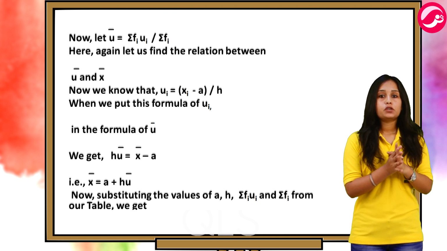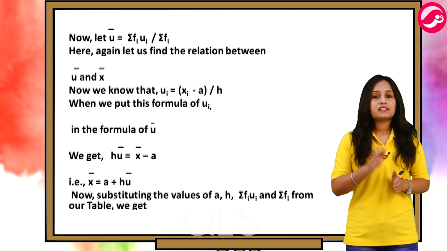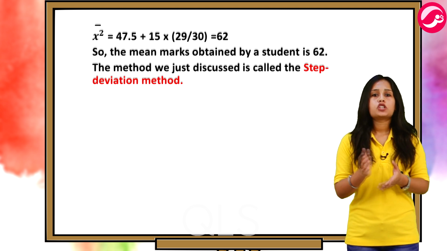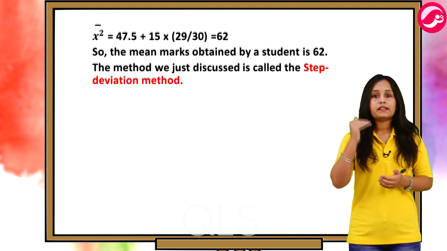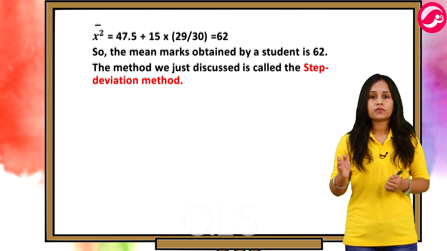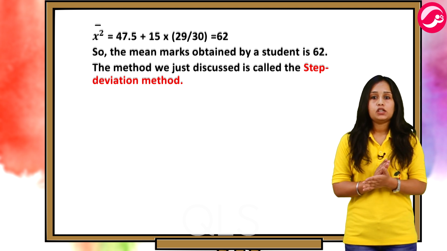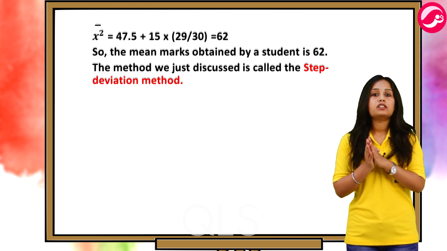Now substituting the value of a, h, sigma fiui and sigma fi from our table, we get x over bar, which can also be called as x bar, equal to 47.5 plus 15 into 29 by 30, that is 62. So the mean marks obtained by a student is x bar is equal to 62. The method we just discussed is called the step deviation method.